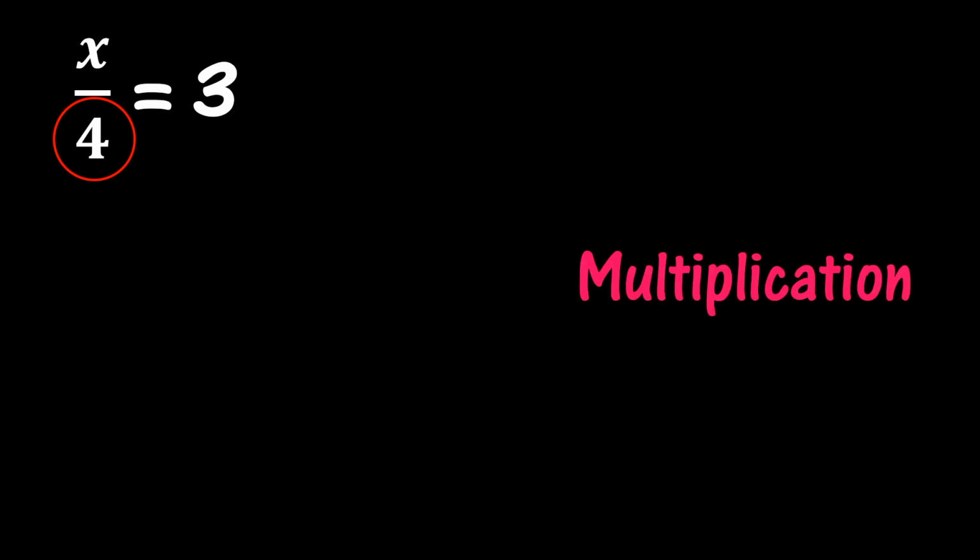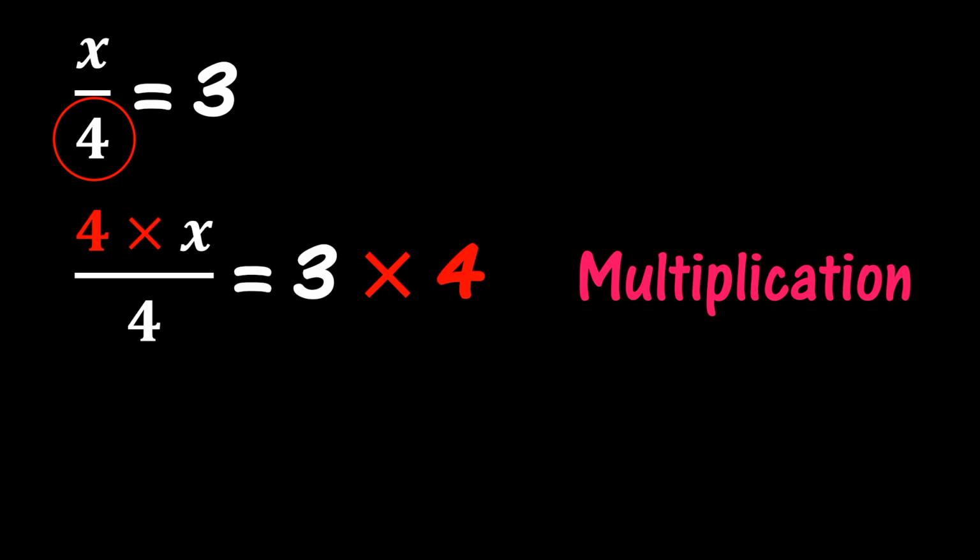Next up, we have x divided by 4 equals 3. Here, our variable x is being divided by 4. The opposite of division is multiplication. So, to get x alone on the left-hand side, we will multiply both sides by 4. Doing so gives us the equation 4 times x, or 4x, over 4 equals 3 times 4.